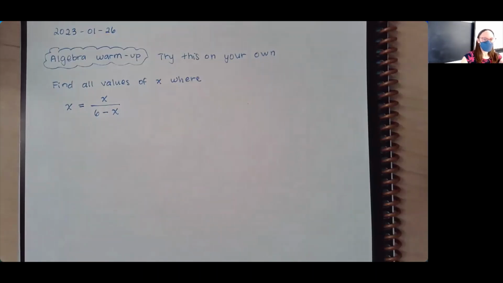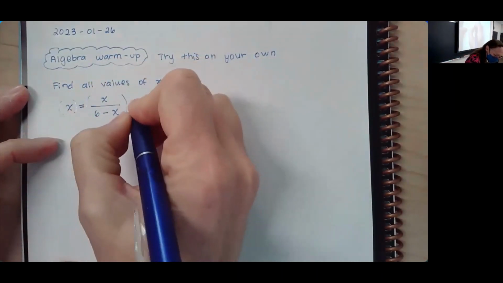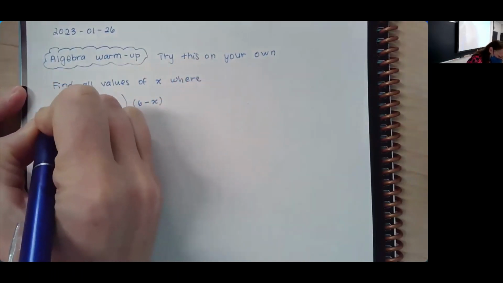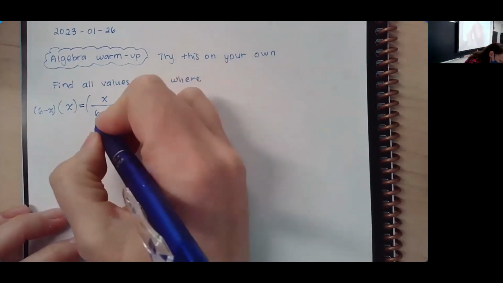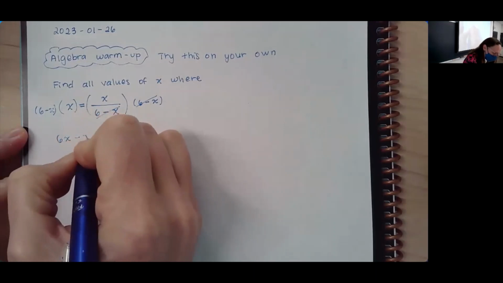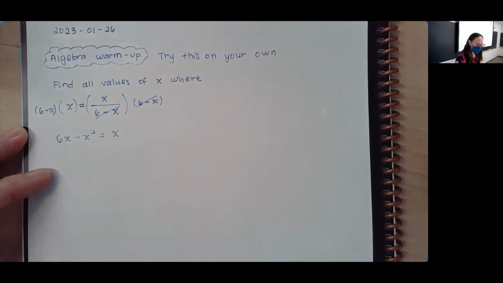When I'm looking at fractions, my first step is usually to try to get rid of the fractions by multiplying both sides by the denominator. That means multiplying both sides by 6 minus x. On the right-hand side, my denominators went away, which is what I was looking for. And on the left-hand side, if I distribute that out, I'm looking at 6x minus x squared. And on the right-hand side, I've still got that x.